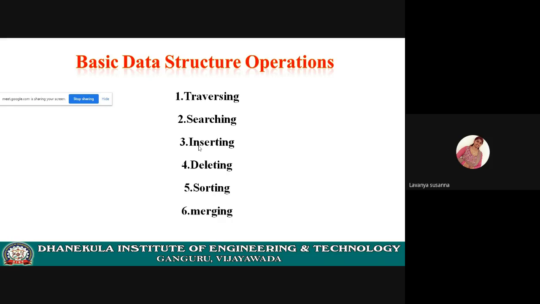The basic data structure operations. The operations that can be performed on data structures. What are the operations that you can perform on data structures? Let us see that. First operation that you can perform on data structures is traversing. Traversing means accessing each and every element in the data structure. It is called traversing.